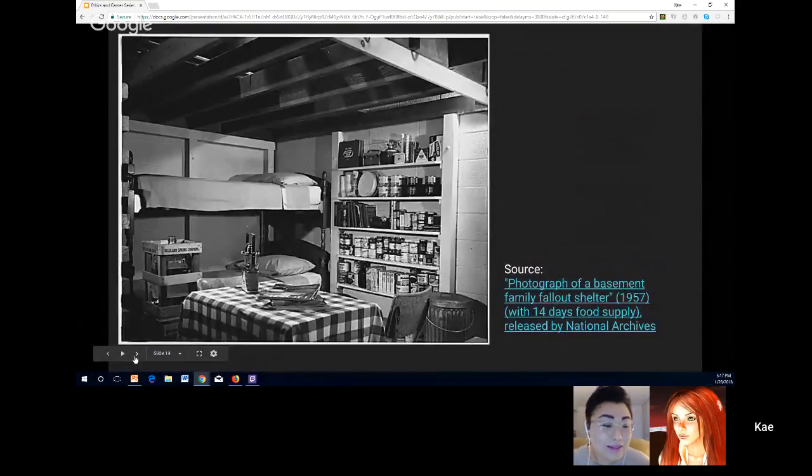And this is the actual shelter. Okay, this is actually a family shelter that they sold. And according to the information from the National Archives, what they have stocked on the shelf is supposed to last a family 14 days. Now, it sounds great. The problem is that 14 days is not going to protect you from nuclear fallout because the fallout doesn't disappear or dissipate within 14 days. So please go next.